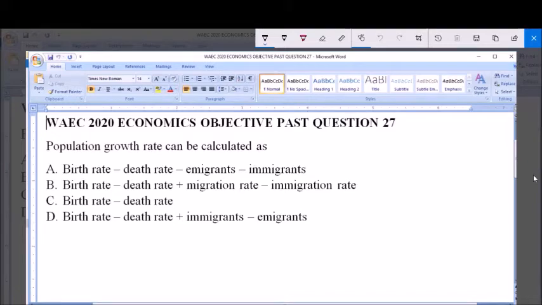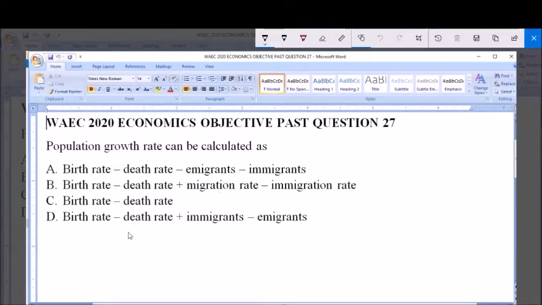Population growth rate can be calculated as: A. Birth rate minus death rate minus emigrants minus immigrants. B. Birth rate minus death rate plus migration rate minus immigration rate. C. Birth rate minus death rate. D. Birth rate minus death rate plus immigrants minus emigrants.